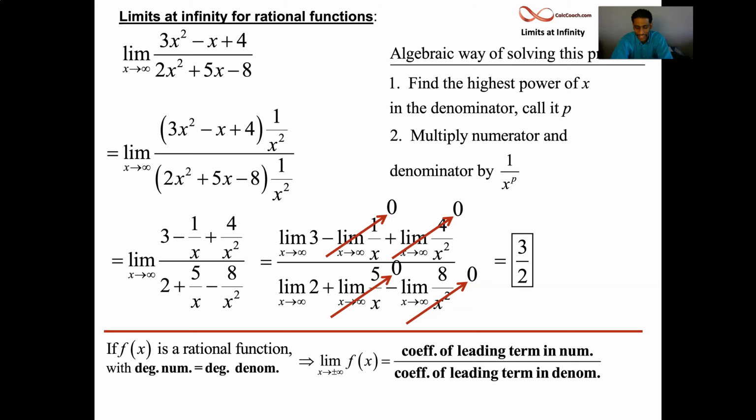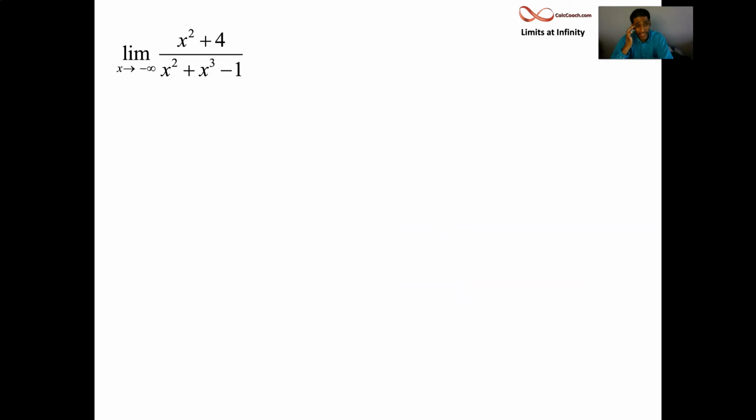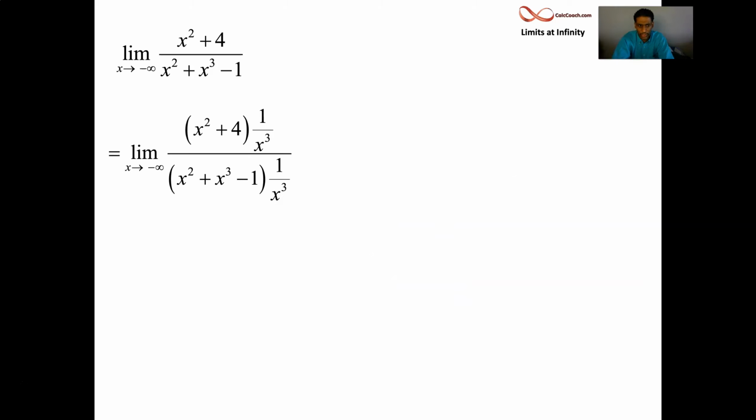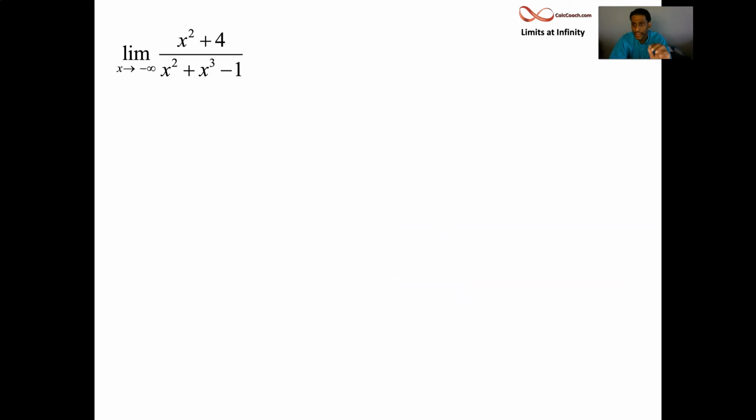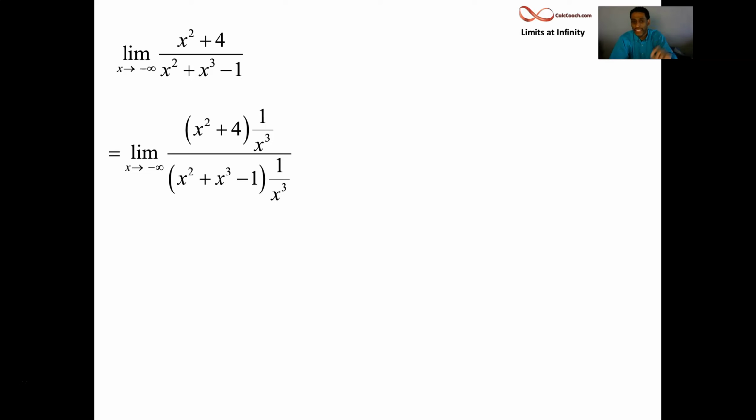All right, great. So here's the second example. Same algebra. Focus your attention on the denominator. The leading exponent is a 3. The highest power is a 3. So you're going to multiply top and bottom by 1 over x to the 3. This time, something different happens, though you get the same action. You'll get a 1 over x and then a 4 over x cubed. And then you'll have a 1 over x and a 1, and then a negative 1 over x cubed.